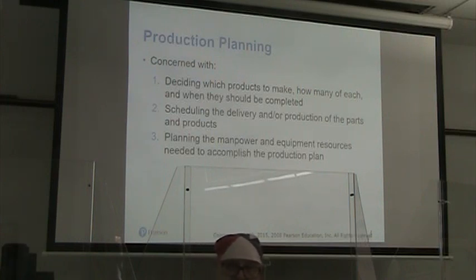When we talk about production planning, we're concerned with deciding which products to make, how many of each to make, and when they should be completed. Scheduling the delivery and/or production of the parts and products, and planning the manpower and equipment resources needed to accomplish the production plan.